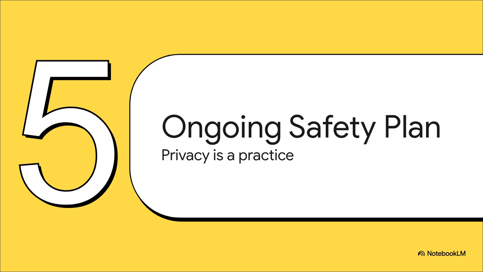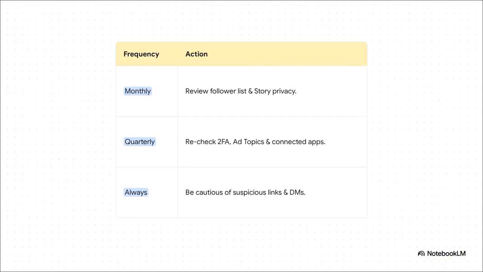Because this is the real secret. Privacy isn't a set-it-and-forget-it kind of thing. It's a habit. It's something you practice. And this little checklist makes it totally painless. Once a month, just take 2 minutes and prune your follower list. See who's there. Every 3 months or so, do a quick spot check on your big security settings like 2FA and those ad topics. And of course, always be a little suspicious of weird links in your DMs. That's it. A super simple, totally manageable routine.